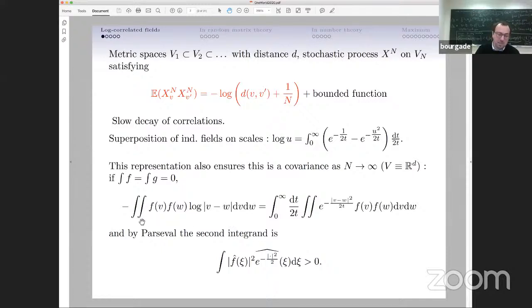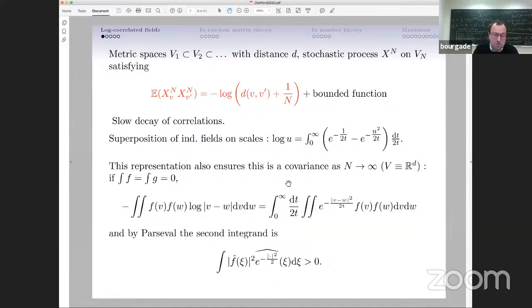So you really pick your favorite smooth functions f and g. You take minus the double integral of... there is a typo here. I wrote f and f on each of these equations. It should be f and g. But anyways, you can do it for f and f if you want. By polarization, it's fine.